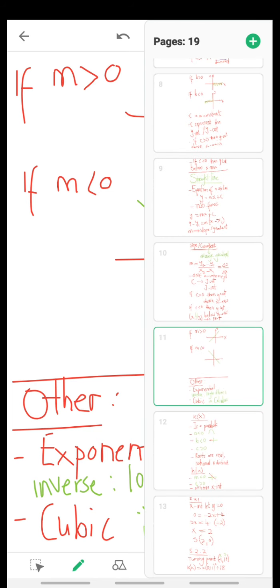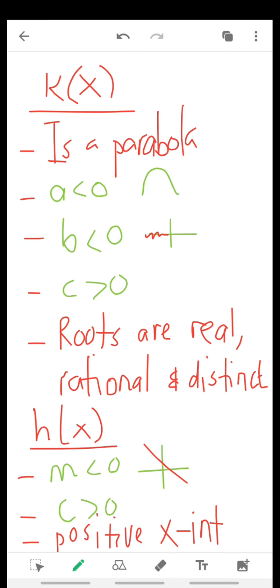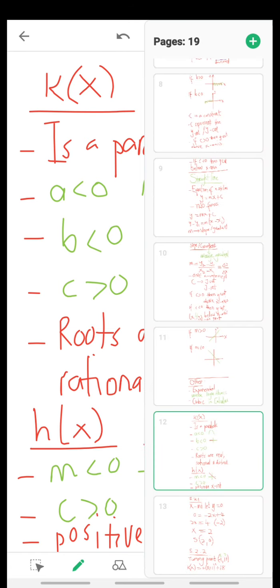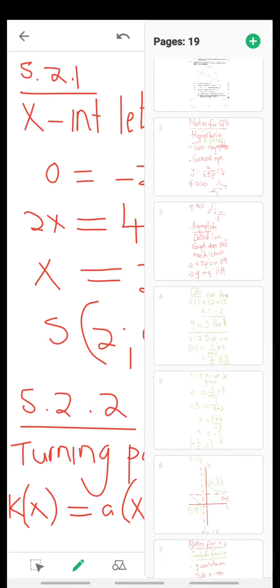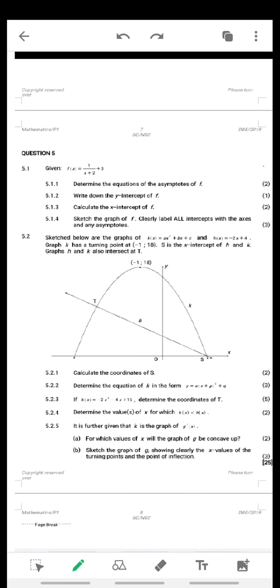Now, having said that, it's very important to note this. Please go through this. I think I've already explained parabolas and straight lines. So this is with regards to the question at hand, the question that we are dealing with. I've just written down a few notes looking at what we have. Now let's go to 5.2.2.